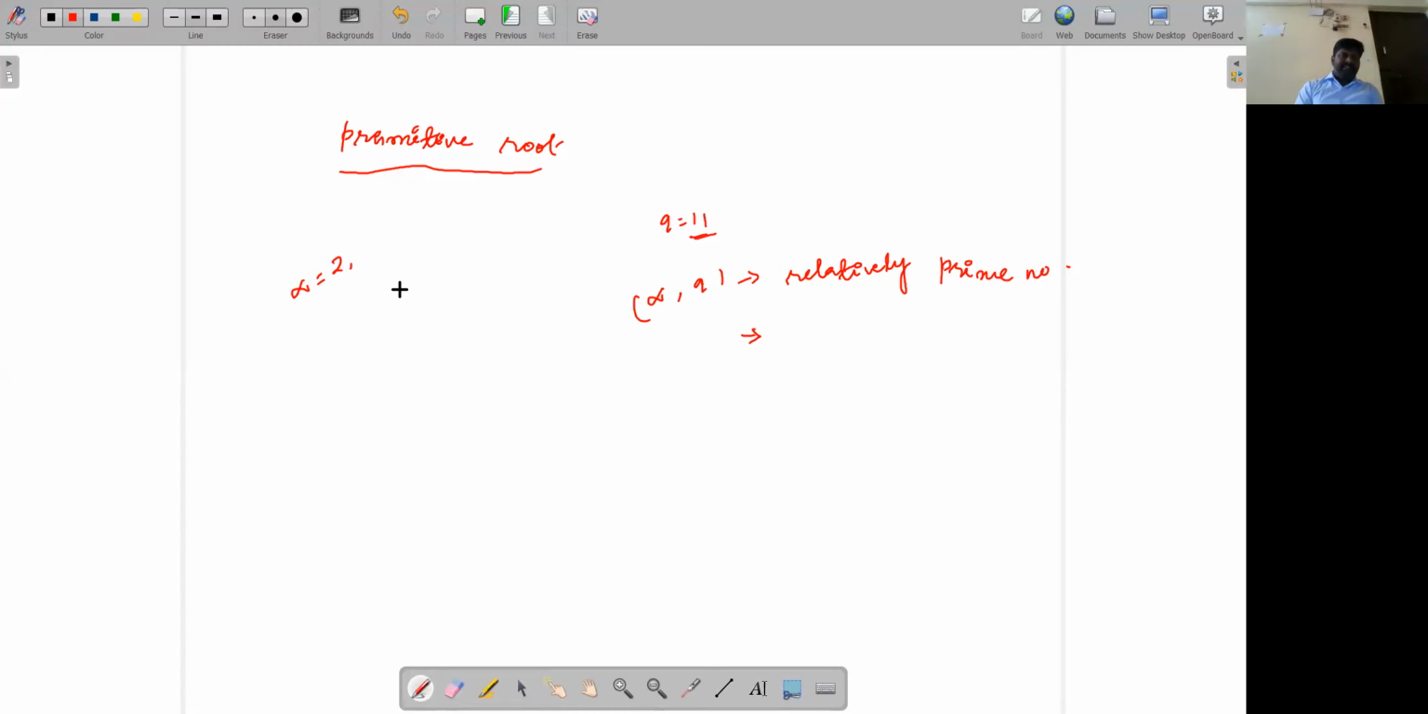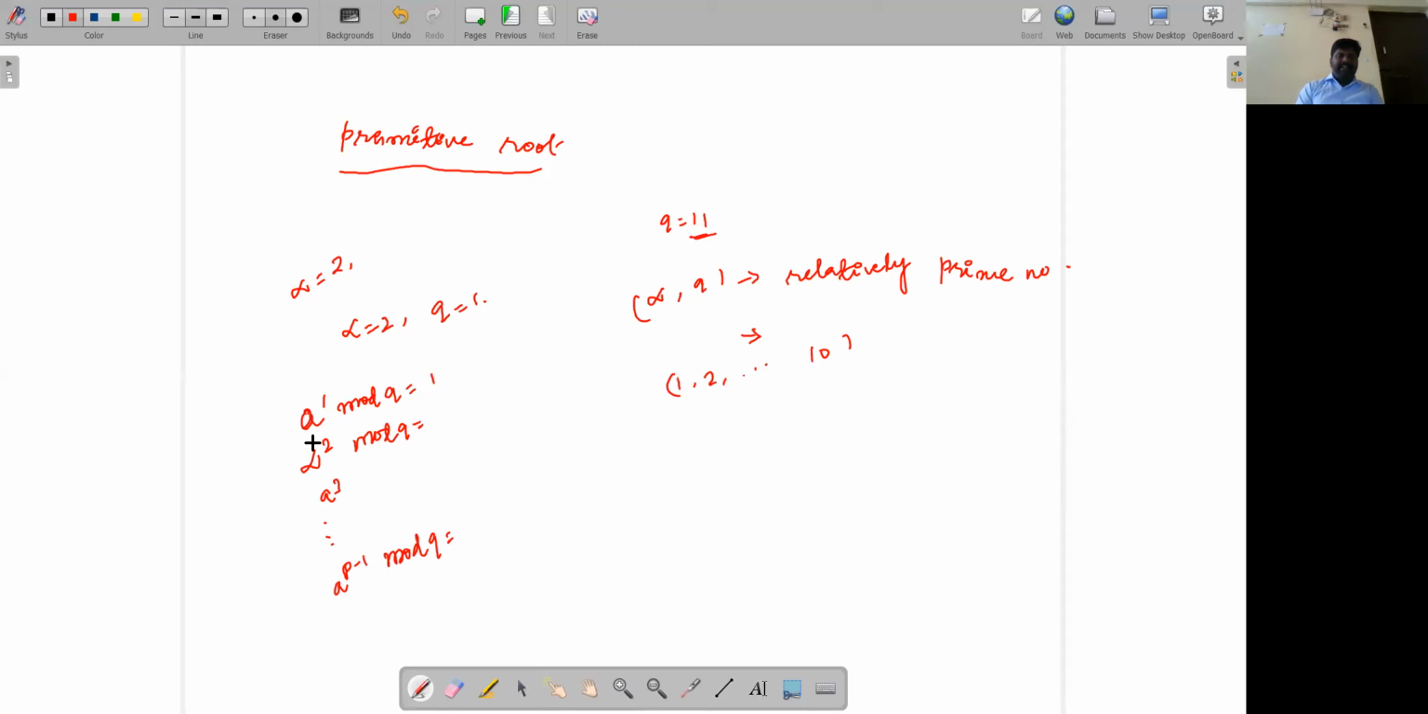If that is the case, with alpha equal to 2 and q equal to 11, what we can do is compute alpha power 1, alpha power 2, alpha power 3, till alpha power p minus 1, each mod q. So this will give remainder values from 1 to 10.